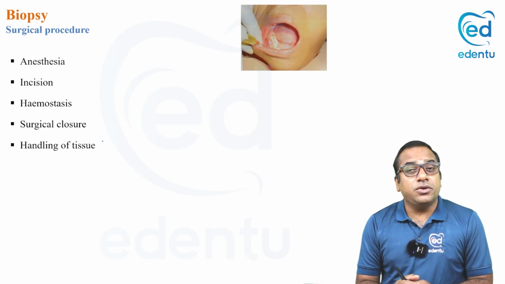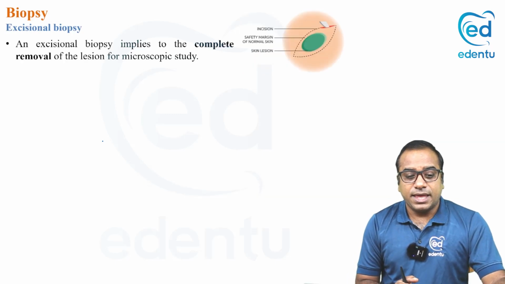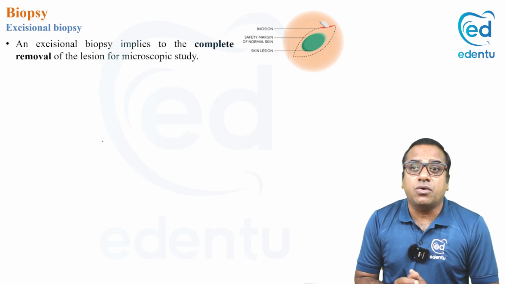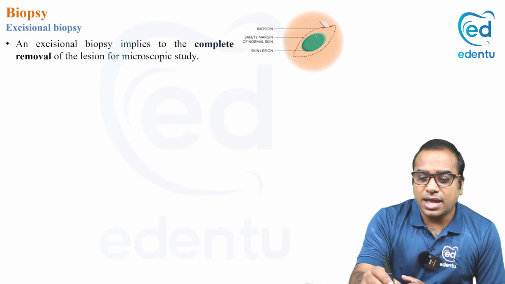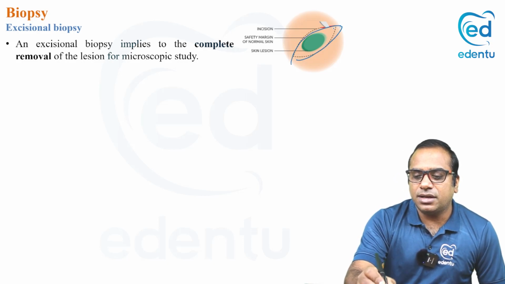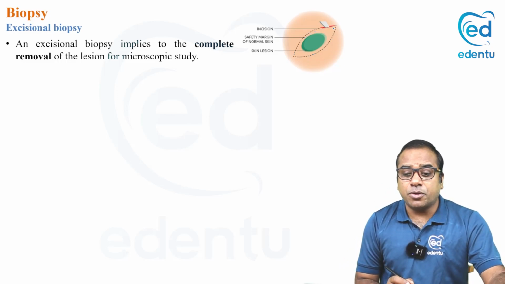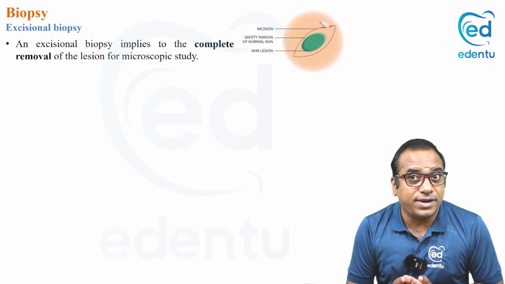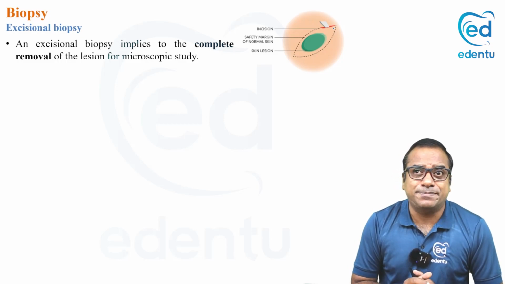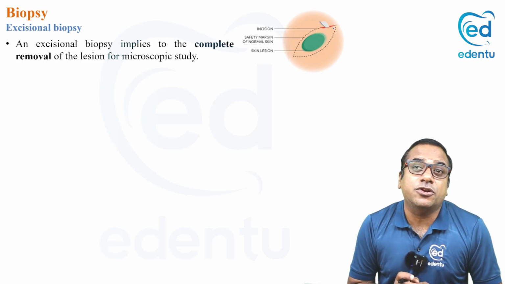So now we will go into the first type of biopsy, that is your excisional biopsy. Excision means you are taking everything out. As you can see in the slide, you have a small tumor mass over here. In and around you are going to give an excision and take it out. Now there should be some protocols: which tissues are indicated for excision and which are not. We will go into those aspects. An excisional biopsy implies the complete removal of the lesion for microscopic study.